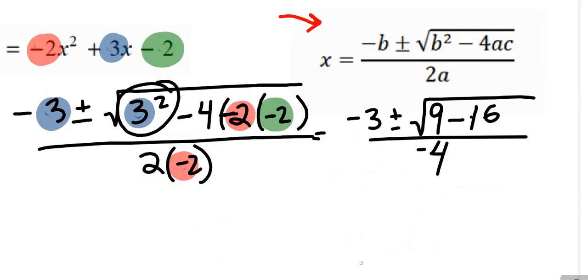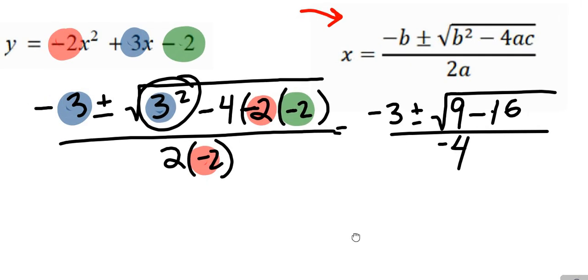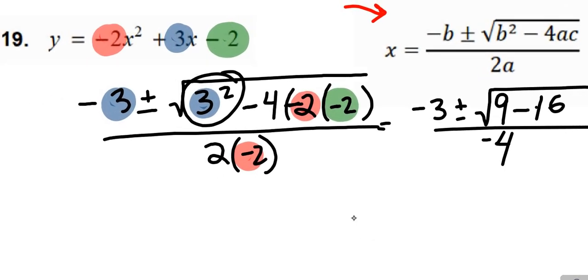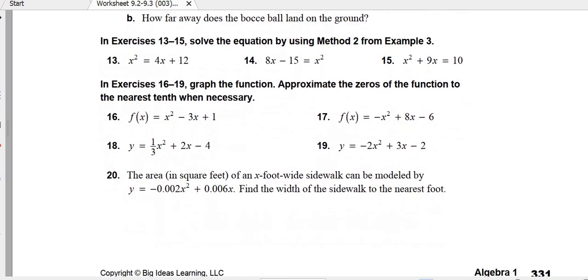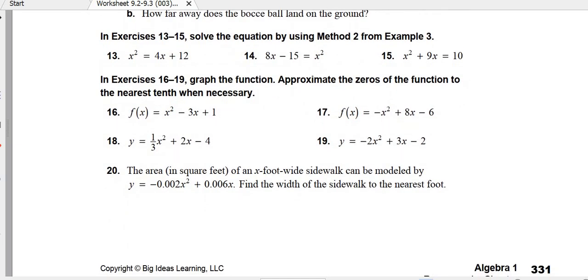Okay, I think this was the second to last problem. Just to make sure I copied everything correctly. 19, 19. Okay, approximate the zeros of the function to the nearest tenth when necessary. Negative 2x squared plus 3x minus 2.